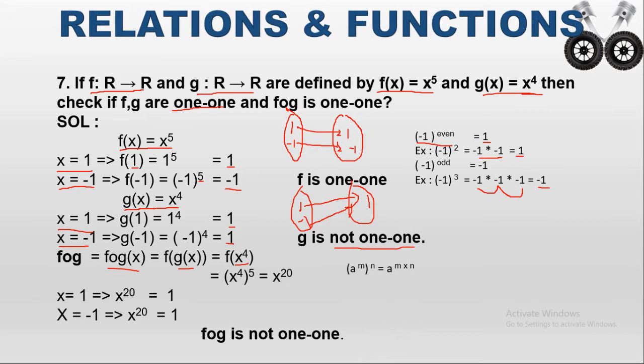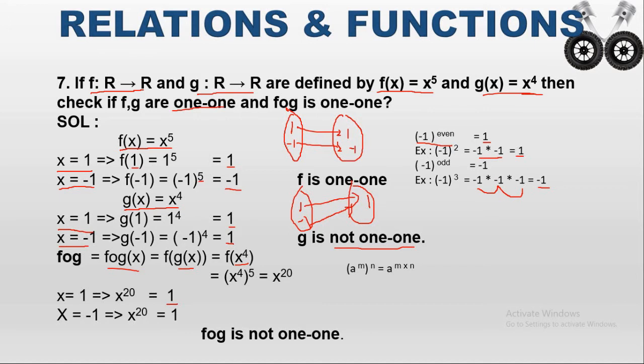So that is 4 into 5, which is equal to x power 20. Now substitute x equal to 1. That means 1 to the power of 20. 1 to the power of any number, it may be an odd number or even number, the answer should be 1. So I will get the answer as 1.